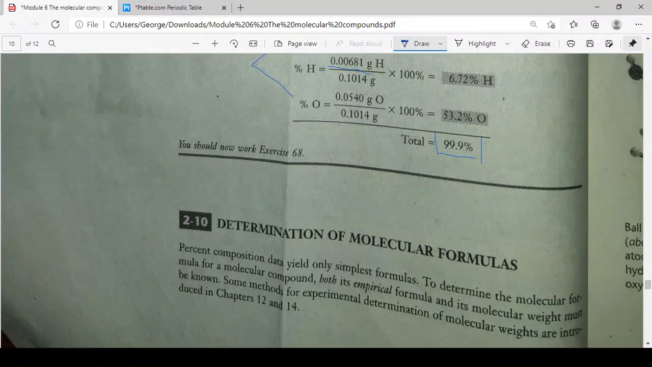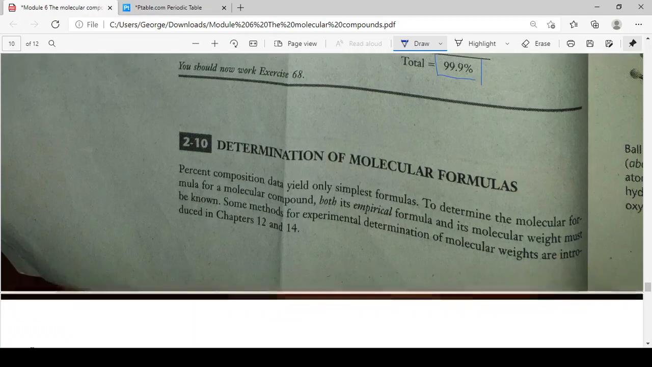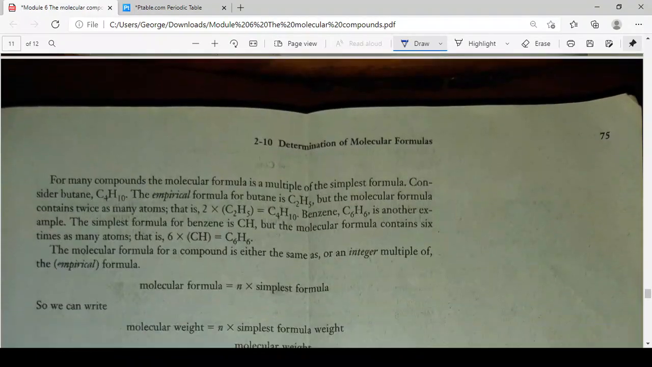Next, we have your determination of molecular formulas. Percent composition data yields only your simplest formulas. To determine the molecular formula for a molecular compound, both its empirical formula and its molecular weight must be known. Some methods for experimental determination of molecular weights are introduced in chapters 12 and 14, but we will not go deeper into them.